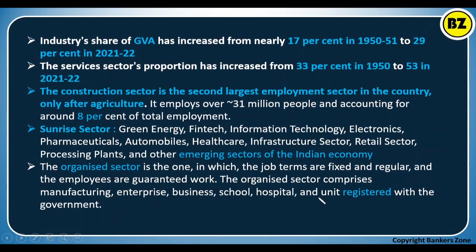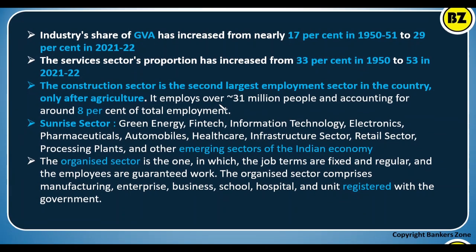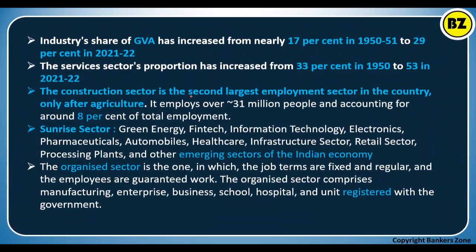Now see, the industry share of GVA has increased. It was 17% in 1950-51 and rose to 29% in 2021. So this is for industry. For services, it increased from 33% in 1950 to 53% in 2021. So the increase in industry is 17 to 29, and for services it is 33 to 53, since independence till 2022.